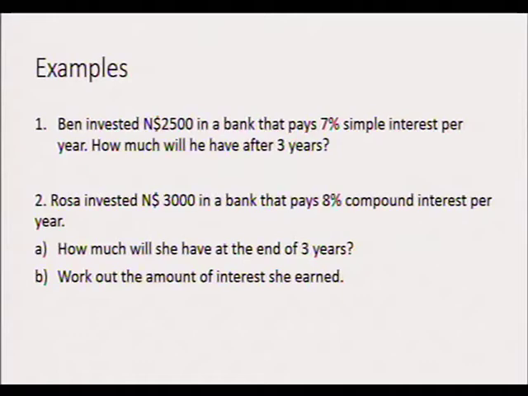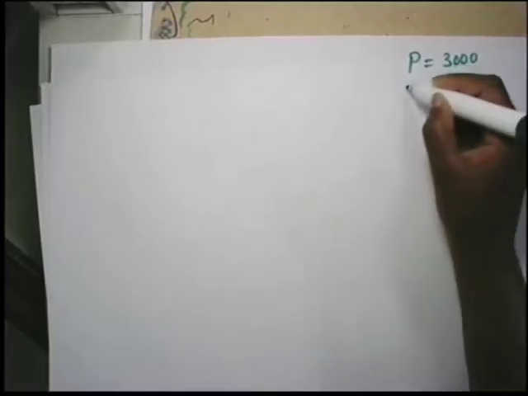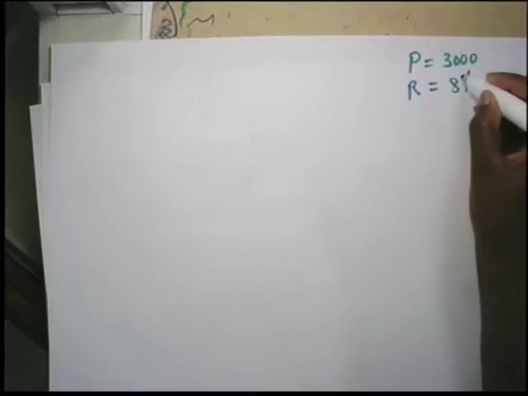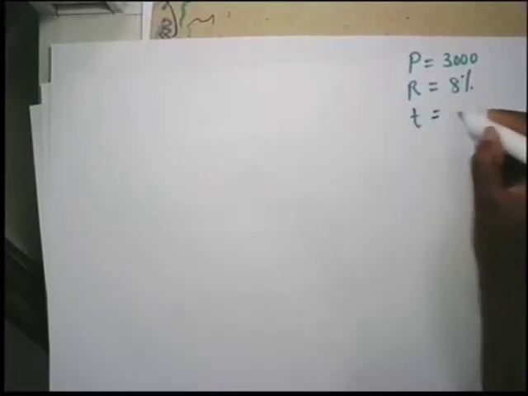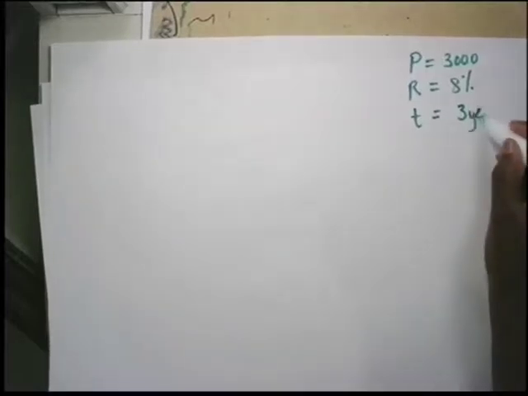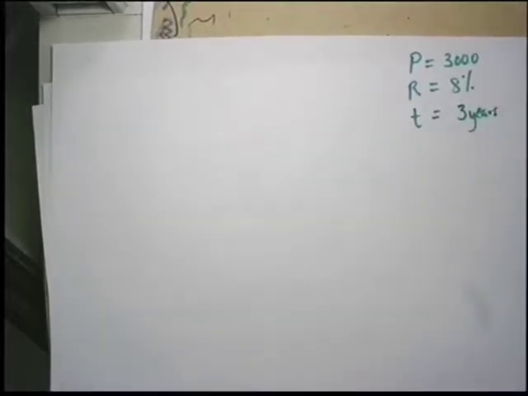So then what is it you're having? 3,000 represents what? That is the principal, which is 3,000. Are you having the rate? Of course, yes, which is 8%. Are you having the time? Yes, which is 3 years. Okay, so then how can we work out the total amount? Remember, the formula for the total amount is that one.